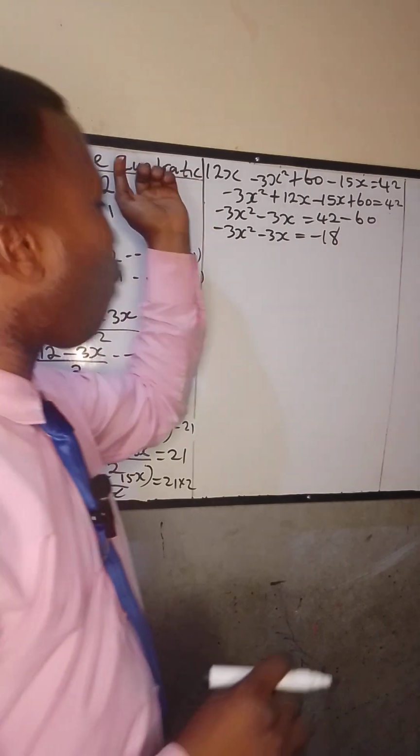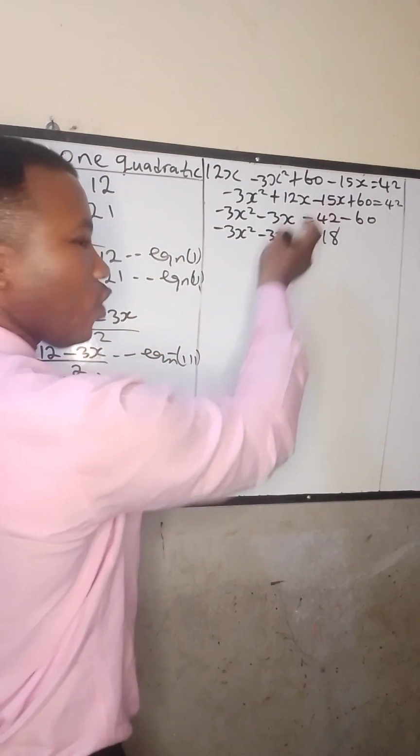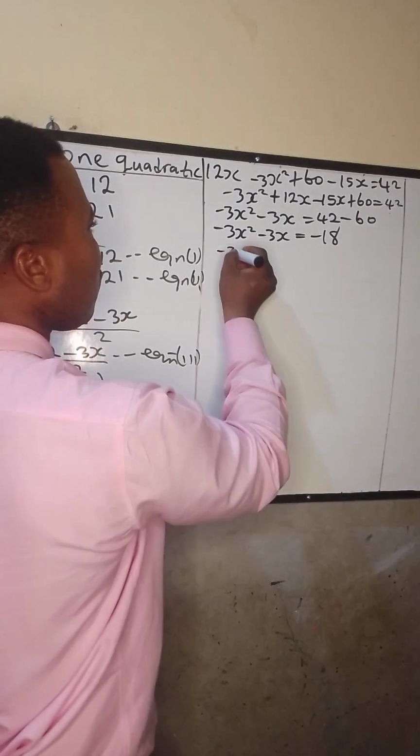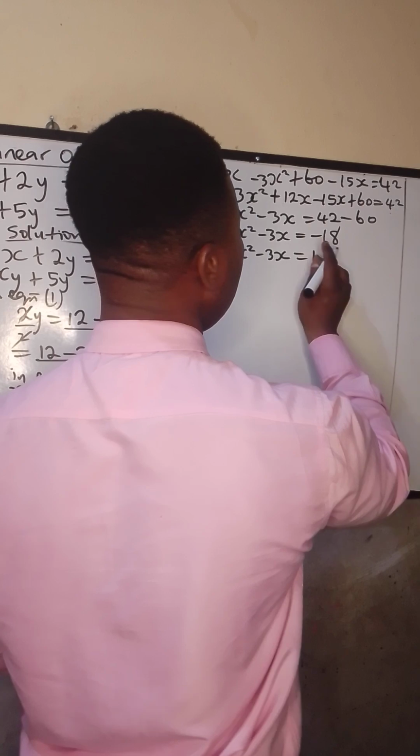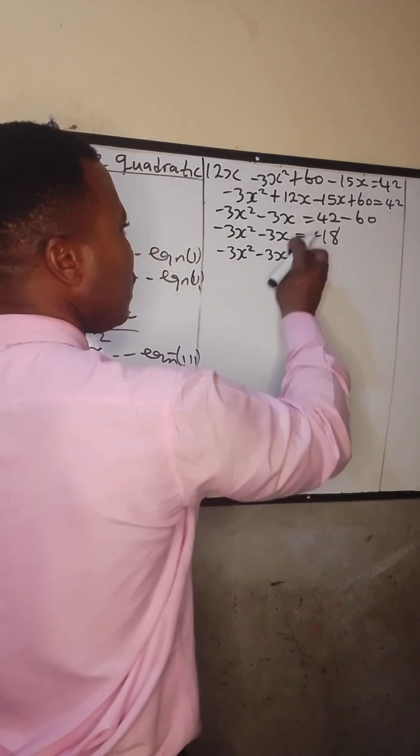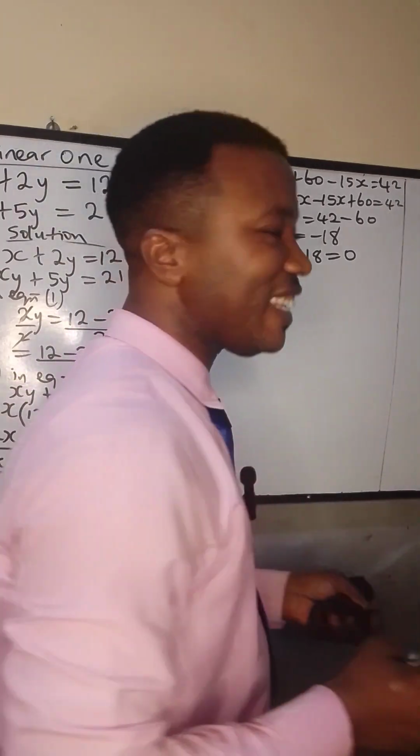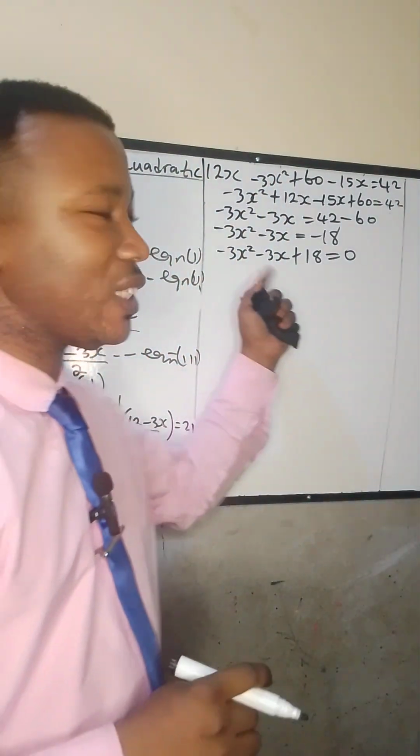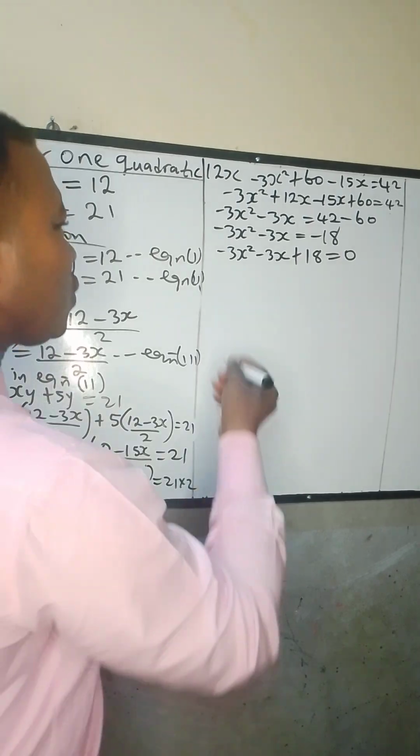That's why we have one quadratic. So this minus 18 comes to this side, and it becomes plus 18, so we have minus 3x squared minus 3x plus 18 is equal to 0. You see, it is now a quadratic equation. Good.